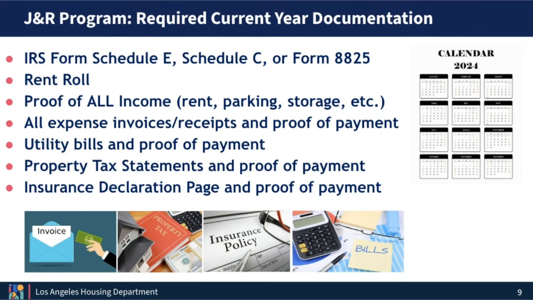Required current year documentation. IRS Form Schedule E, Schedule C, or Form 8825. The rent roll, proof of all income, rent, parking, storage, etc., all expense invoices, receipts, and proof of payment, utility bills and proof of payment, property tax statements and proof of payment, and insurance declaration page and proof of payment.